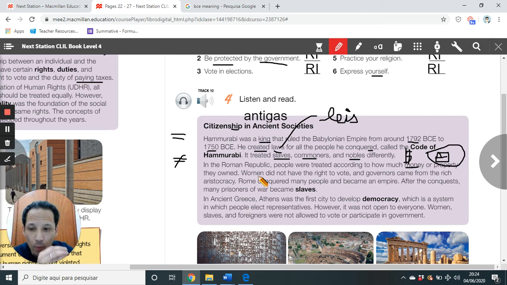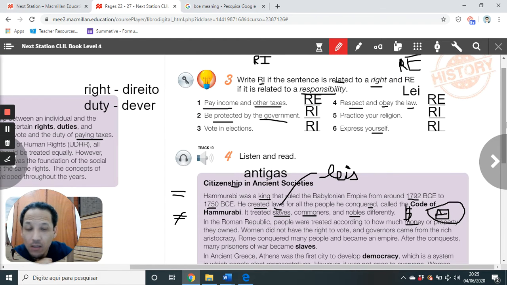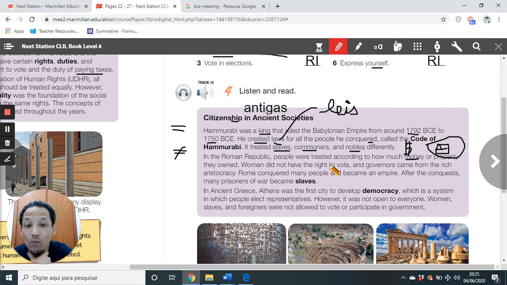Women. Boy. Man. Girl. Woman. So, women did not have the right to vote. Então elas não tinham o right to vote. Okay? And governors came from the rich aristocracy, né? E os governantes vinham da aristocracia rica.